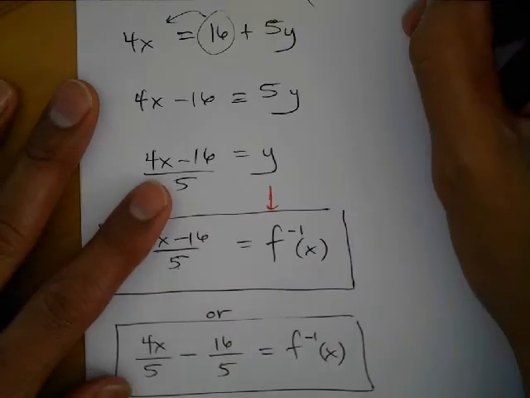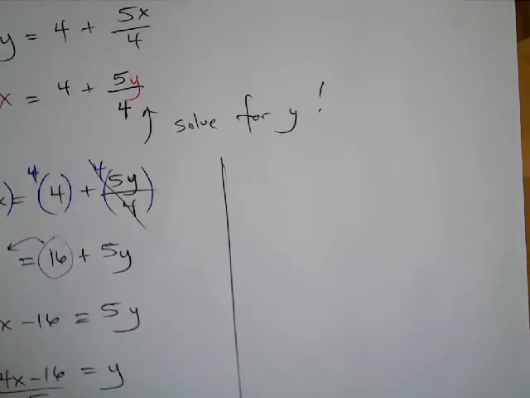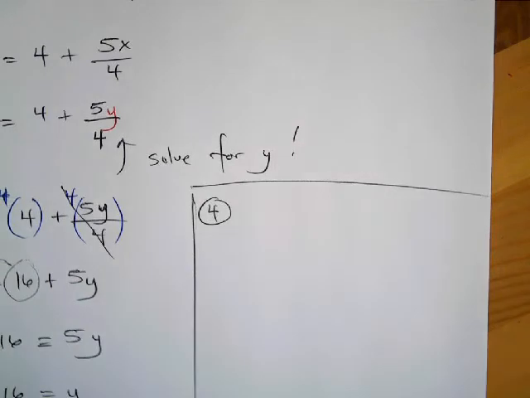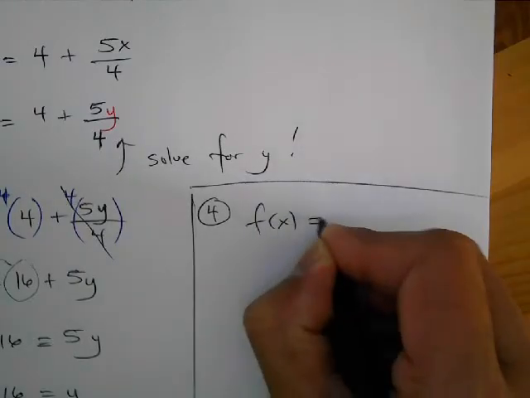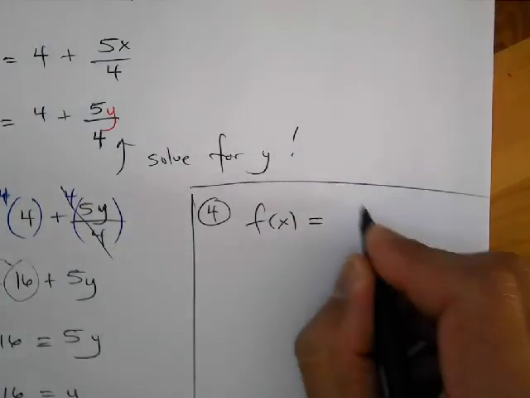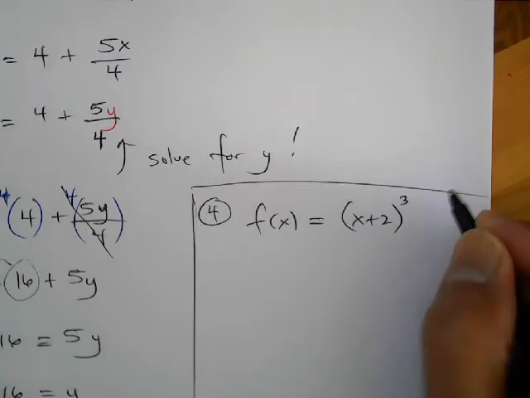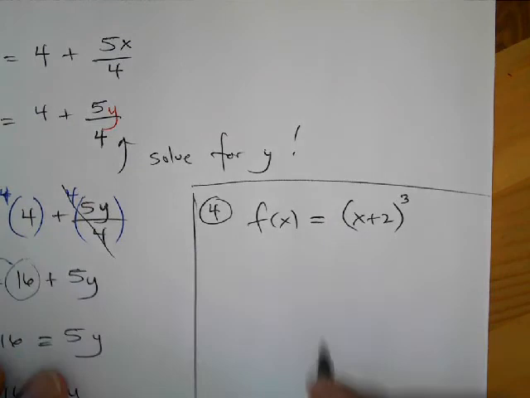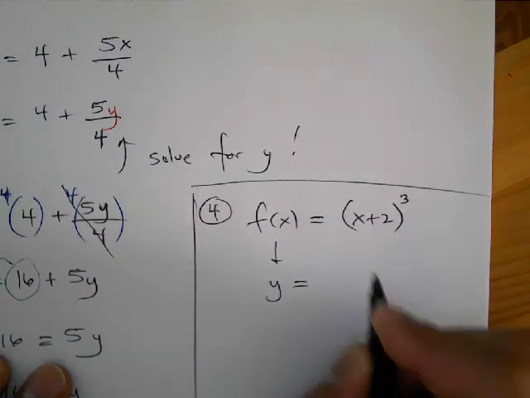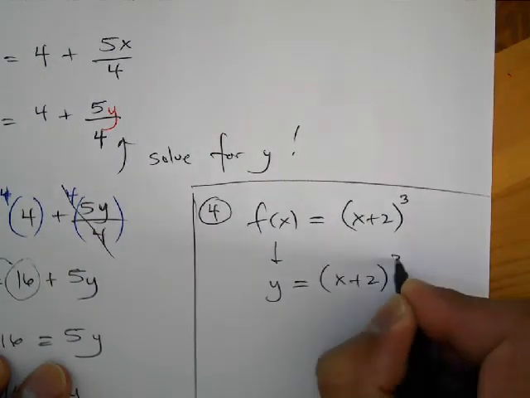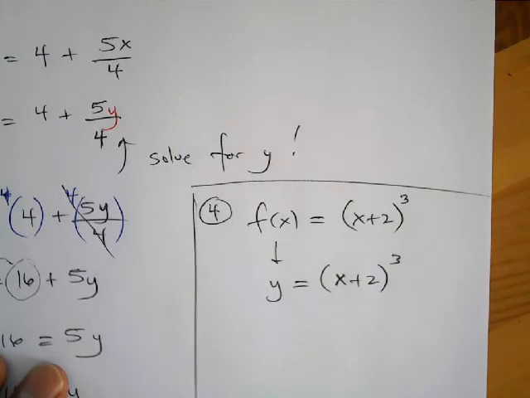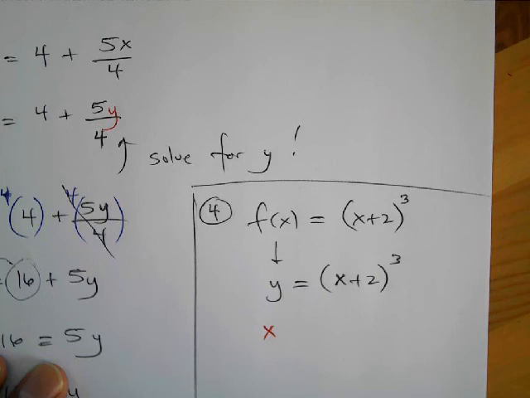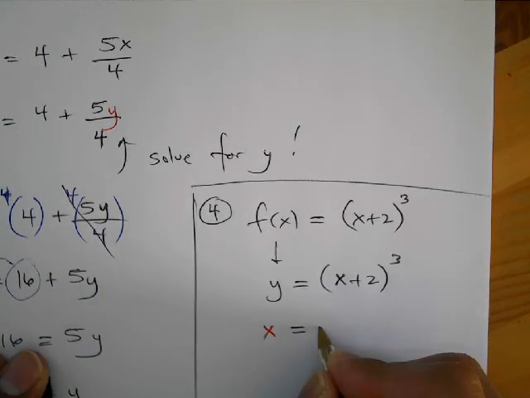Okay, number 4. Let me start this one right here. Example number 4. F of x is equal to x plus 2 cubed. Okay, let's not panic. First thing is, change this to a y. Y is equal to x plus 2 cubed. Then we do what? Interchange. Remember, interchange, that's the magic here for the inverse. You interchange the variables.